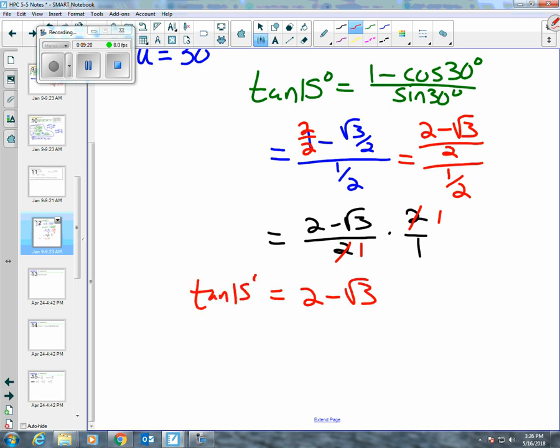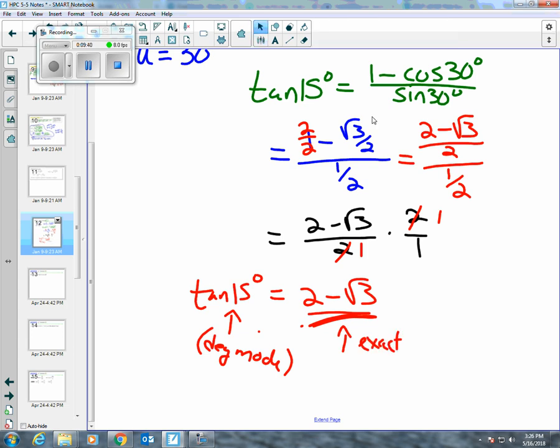Now what I'd like you to try on your calculator is type in tangent of 15. Make sure you're in degree mode on your calculator. And then also type in 2 minus radical 3, and see what you get. Your decimal equivalent should be exactly the same. What's better about this? That's an exact answer, right? We don't have to round, and it's exactly 2 minus square root of 3. If we would have done the sum and difference version, that 45 minus 30, you would have gotten the same answer. It's just another option available to you.